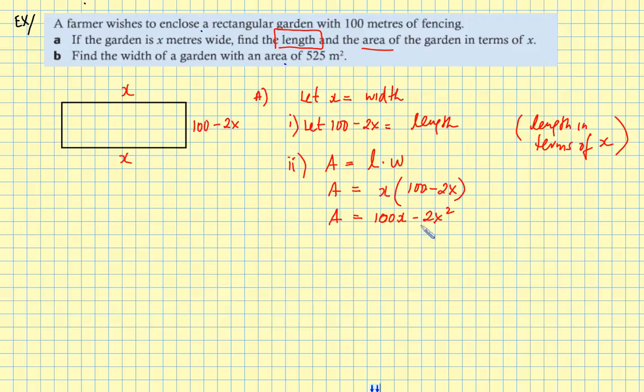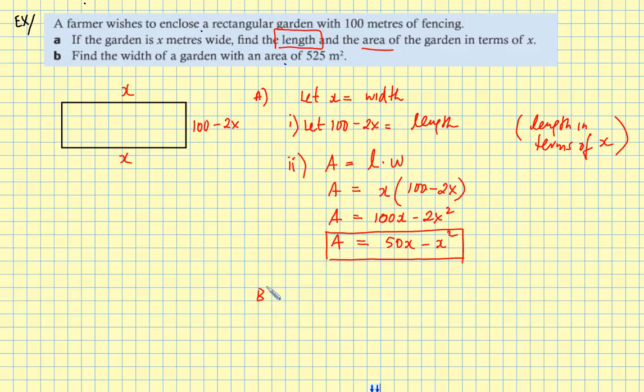Now, 100x minus 2x squared could actually be reduced if we divide everything by 2, so that it would go to 50x minus x squared. So that would be my second part here, and how we would write the area out. It would be 50x minus x squared. Now, they want us to find the width of the garden with an area of 525 meters squared.